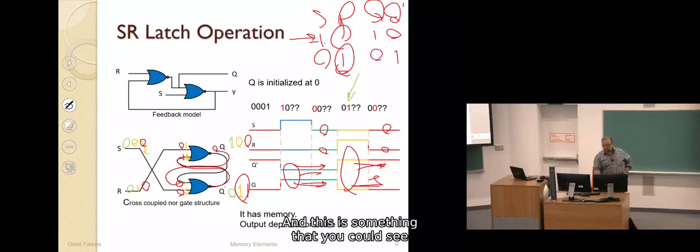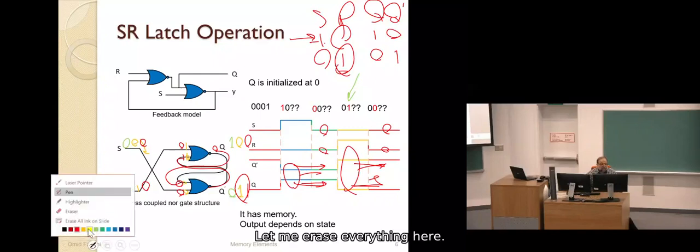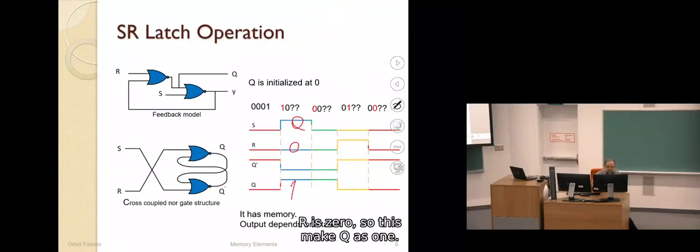And this is something that you could see here in our timing diagram. Let me show you. Where was that? Let me erase everything. Here, you see S. S is 1, R is 0. So this makes Q as 1. Here, we have R as 1, S as 0. This will make Q bar as 1 and Q as 0.